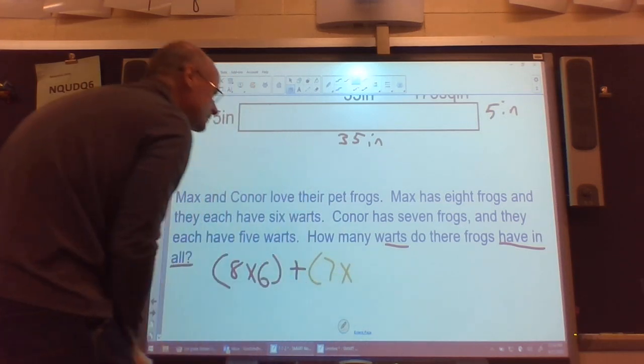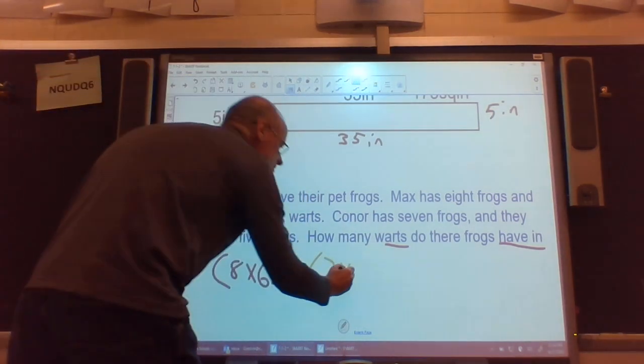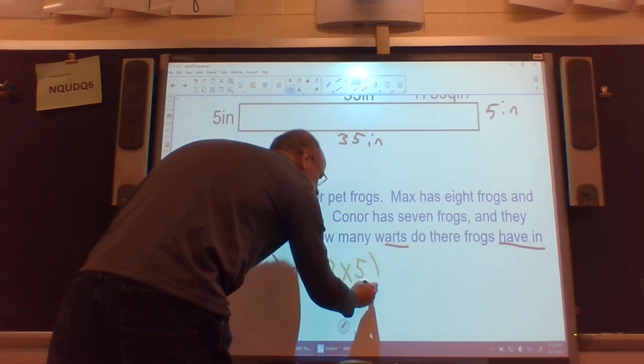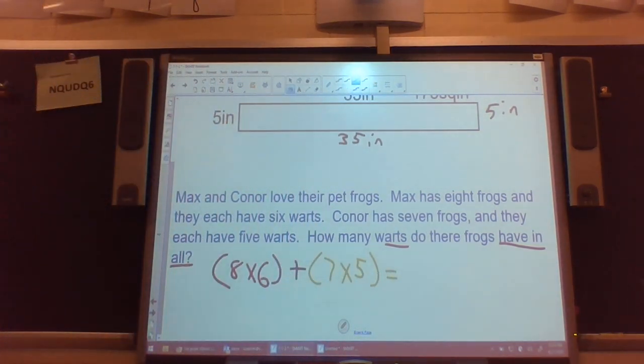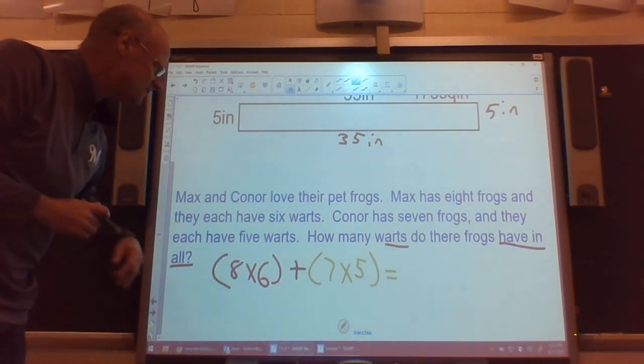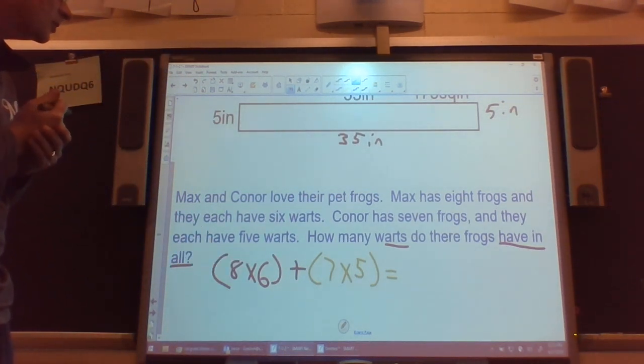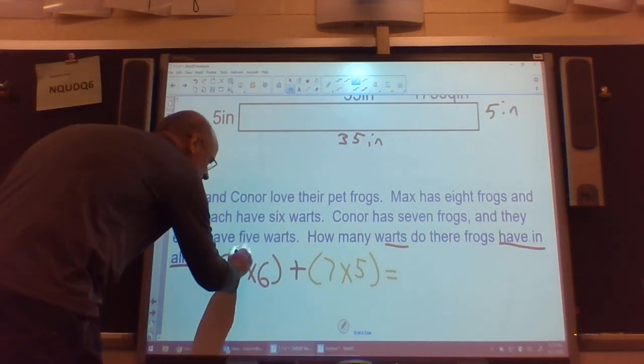And they each have 5 warts. I don't know how many they're going to have in all, so I'm going to have to figure that out. So 8 times 6, I know 8 times 5 is 40. I need one more 8, so that's going to be 48.